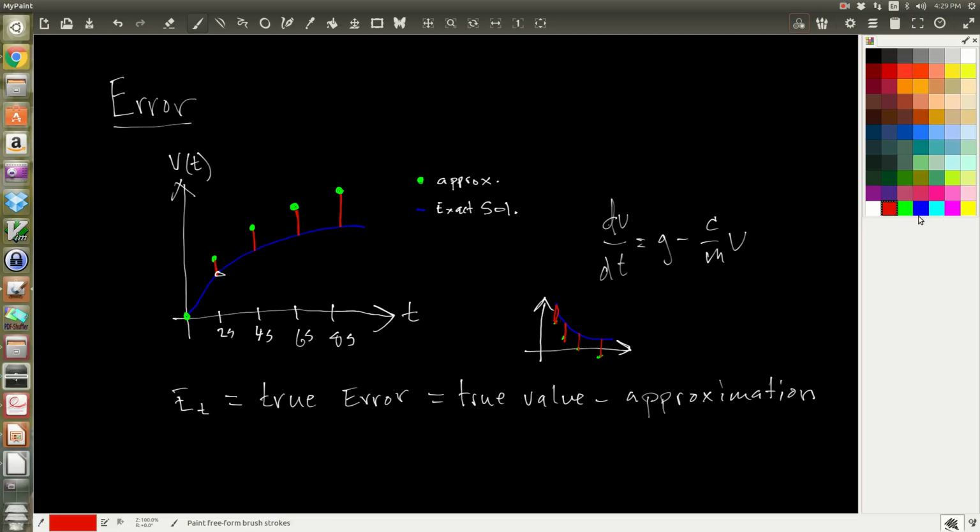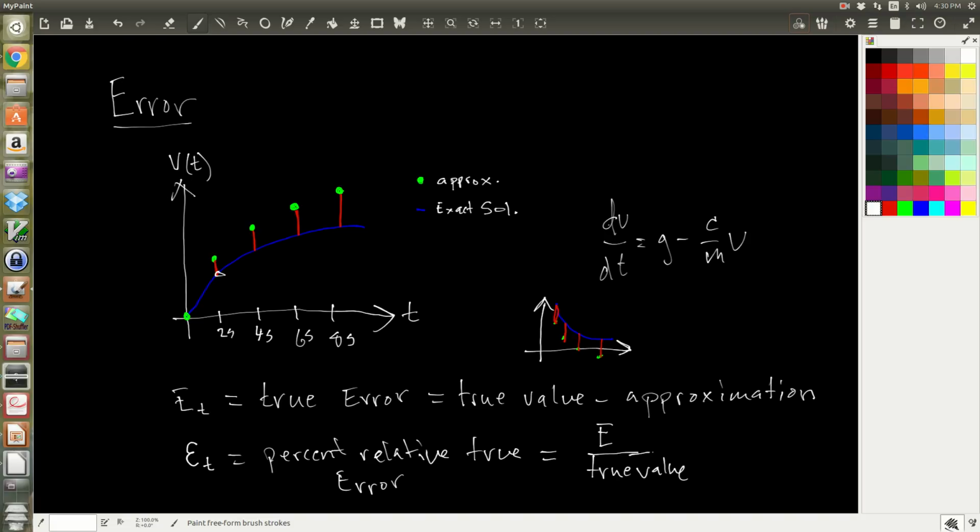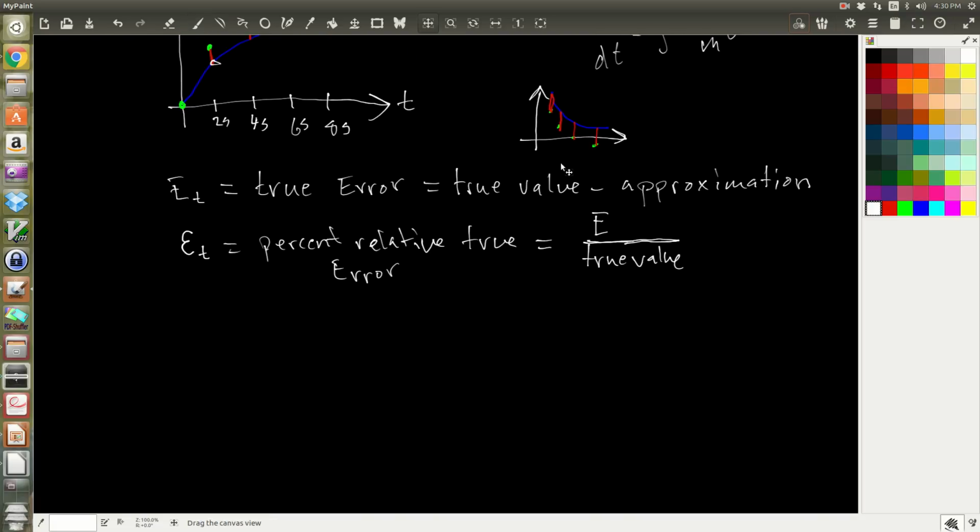Another important way of representing the error is to do percent error. And so the percent relative true error we denote with the symbol epsilon subscript t, for true error. This is the percent relative true error, and that is equal to the true error just normalized, or divided by the true value. And that gives us a sense for how big the error is relative to the true value.